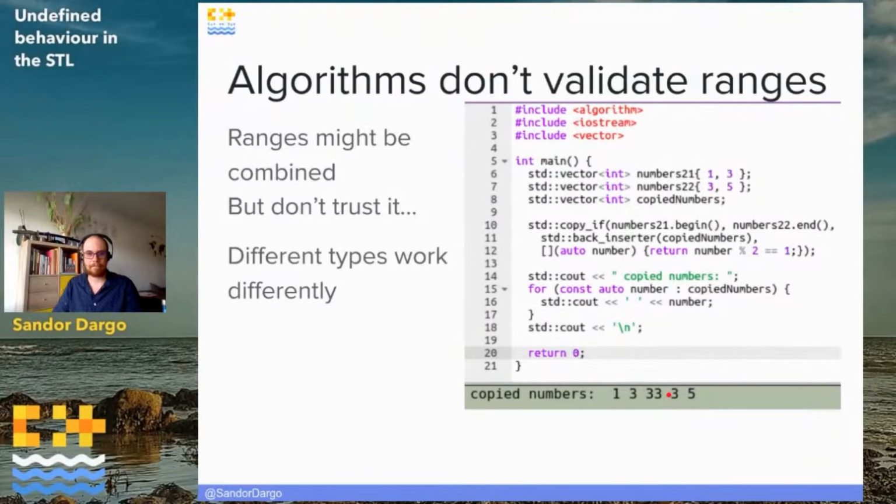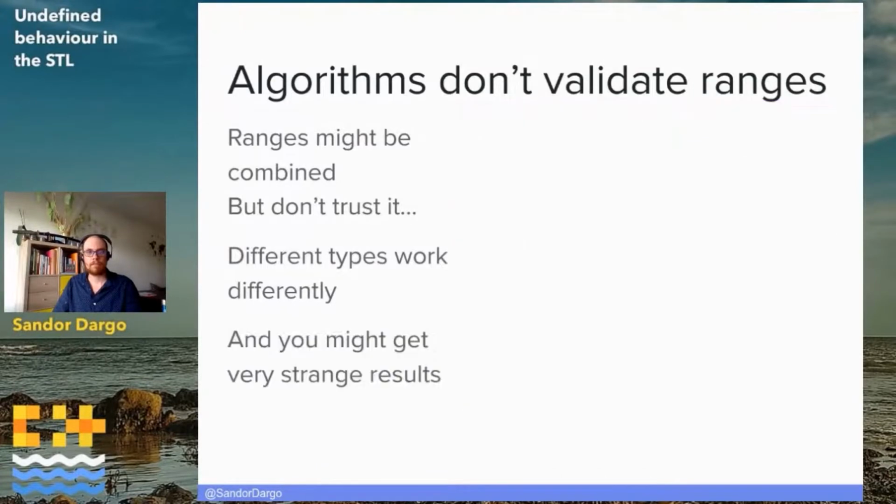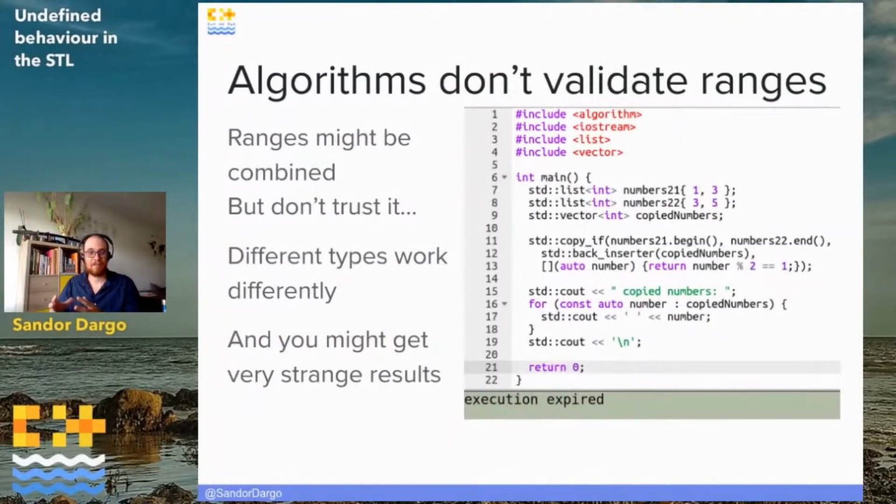What's that? And in fact, if you play with this example and you would just copy all the numbers, you would see a lot of zeros. Well, that are not odd numbers, so here they are not included. What's going on here? Well, I said algorithms, they don't validate ranges, and you can get some really strange results. We'll see soon why exactly. So with list, I got some execution expired. I got a timeout.